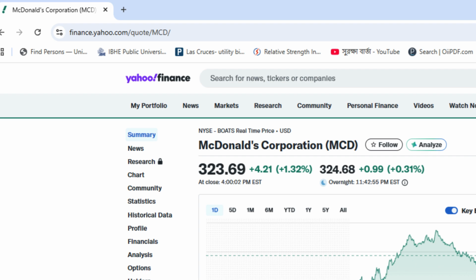At the very top, we see the company name, McDonald's Corporation, followed by the ticker symbol MCD. Just above that, Yahoo shows that the stock is traded on the New York Stock Exchange. The price is shown in US dollars, and the data is real-time. Right below the company name, the large bold number 323.69 is the stock's closing price for the regular trading session.